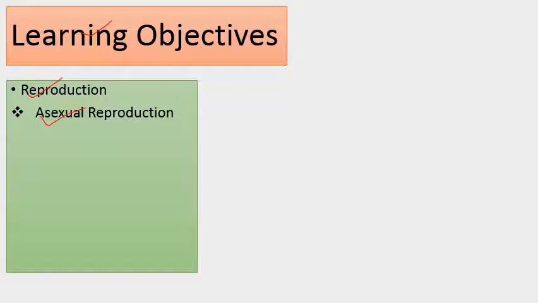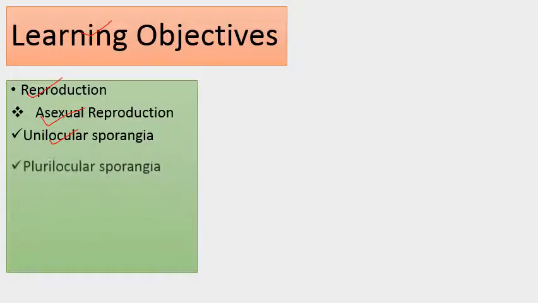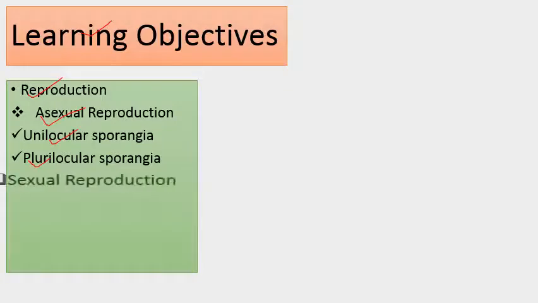Unilocular sporangia, जैसे कि नाम से ही पता चल रहा है, uni means single, locular means chamber. So एक ही chamber बनेगा, उसके अंदर बहुत सारे spores बनेंगे, and the spores produced are zoospores, which are biflagellate, और वो spores होते हैं haploid. While in case of plurilocular sporangia, the spores produced are diploid. और plurilocular sporangia are multi-chambered sporangia. इसमें एक से ज़्यादा chambers होते हैं.